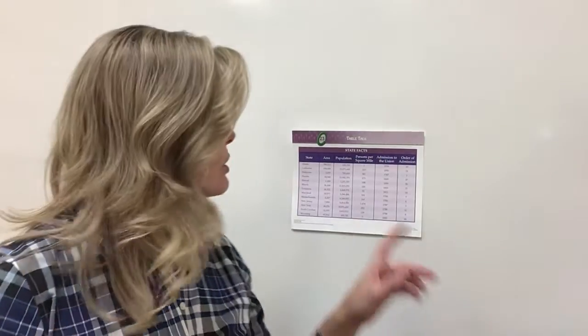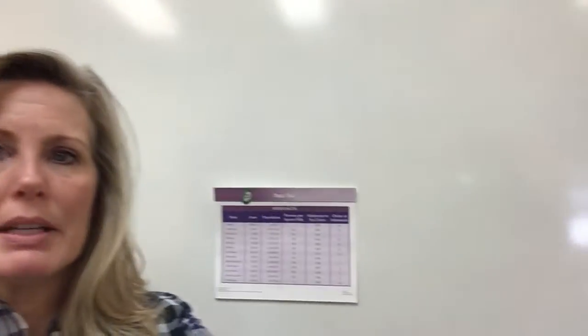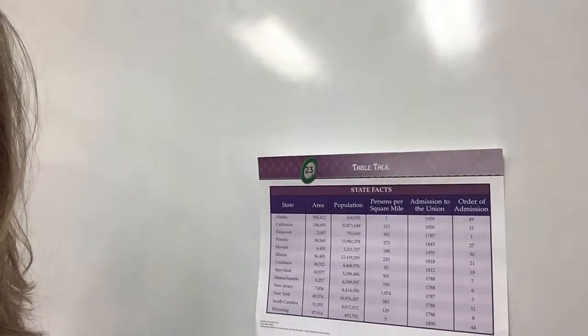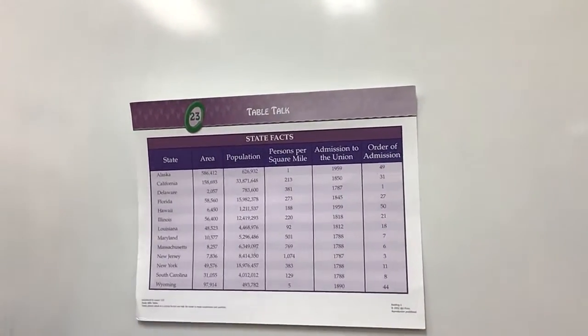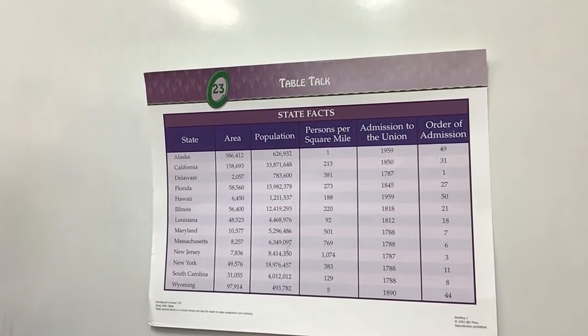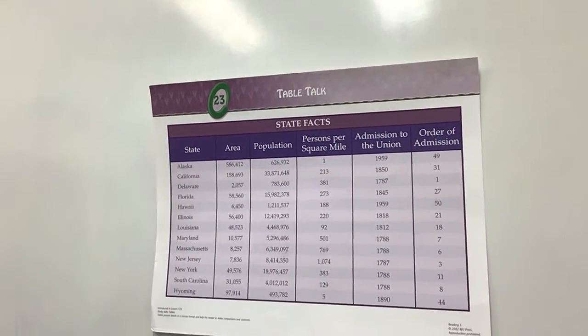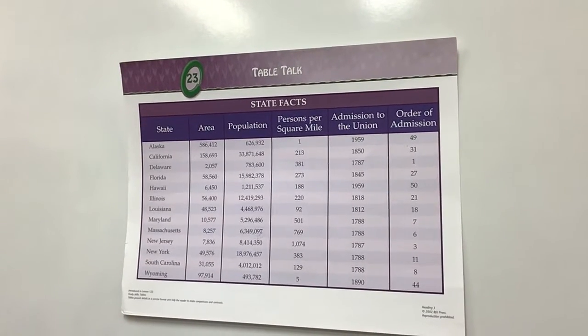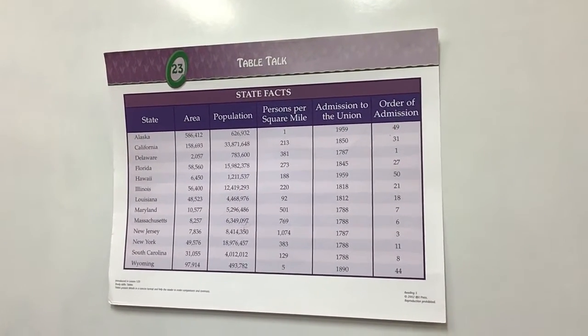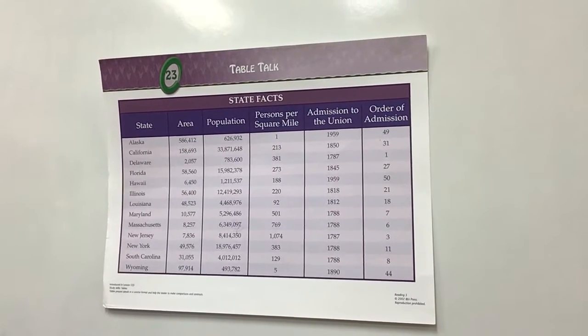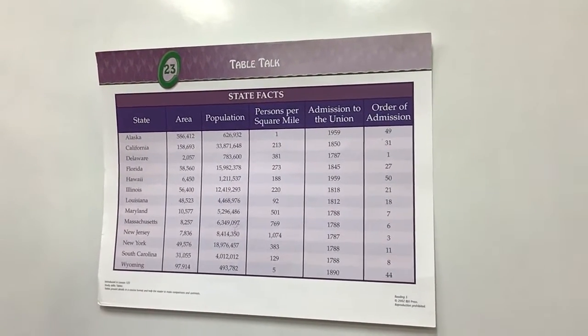Okay, so what do you think is the first thing you would do when looking at a table? Well, you want to start by looking at the title. And I know you probably can't see that title very well, because I'm moving it every time I move my book. So let me take this a little closer, this way. Okay, and the title of this particular table is called State Facts. And you can take a look at the information that's displayed on this table about U.S. states.